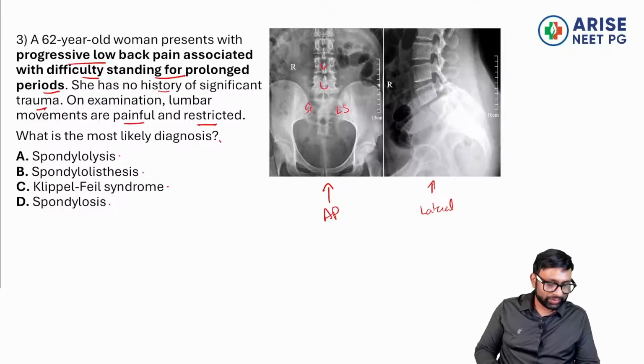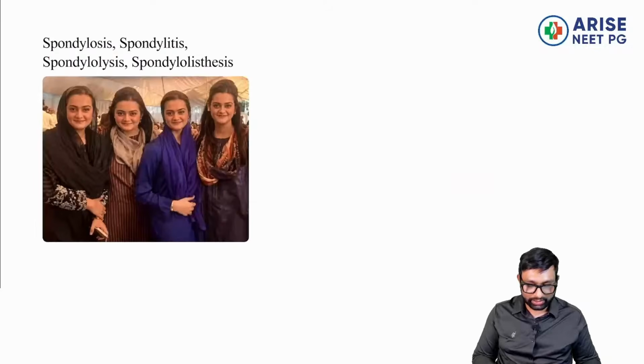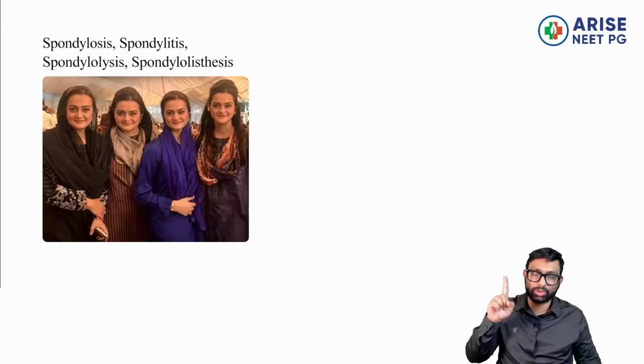But in the lateral view, what I'm seeing is that there is one vertebra here and one vertebra here, and there looks like there is a break of the pars here. A pars defect is seen here, and what I can clearly see is that all of these vertebrae are in the same line, but this vertebra has translated forwards, and I know this condition as spondylolisthesis. This is spondylolisthesis, because the vertebra has translated forward in this condition. So it is very important for you to understand the difference between these four conditions: spondylosis, spondylitis, spondylolysis, spondylolisthesis.